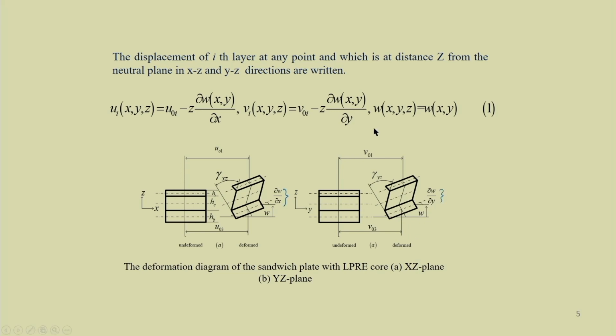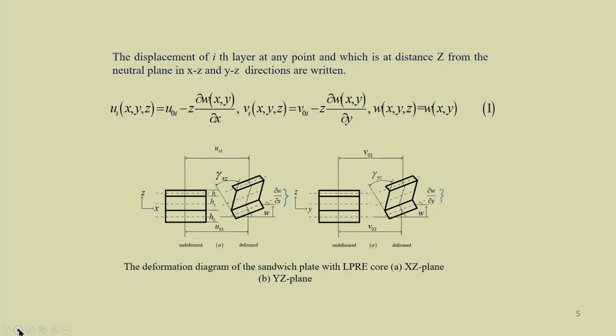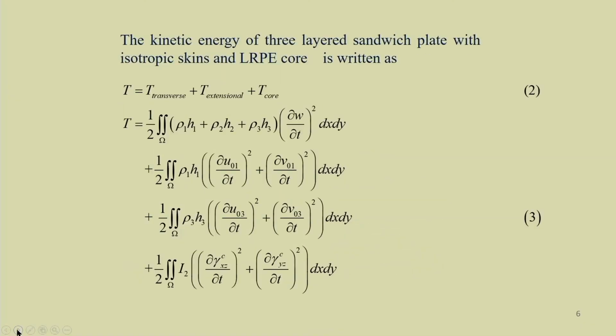We may assume this classical theory. Here we are assuming that in the z direction there is no change in the deflection. That means at any point along the z direction the displacement is considered to be the same. So, as we have 3 layers, the kinetic energy can be written as the kinetic energy of the top layer, the bottom layer, and the core part also. So, kinetic energy then can be written.